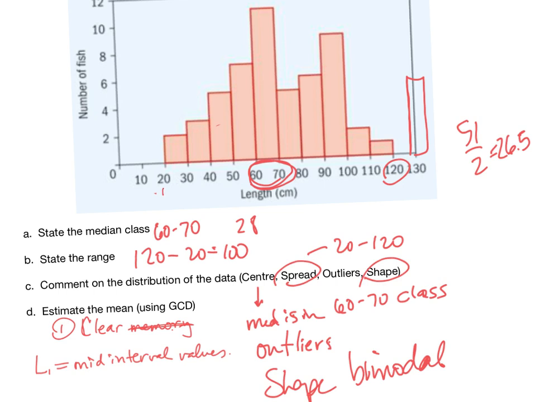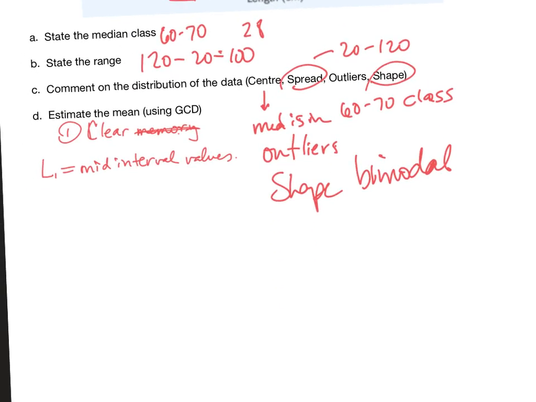Okay, so if I'm looking from 20 to 30, I don't know if I should enter 20 or if I should enter 30. So right in the middle there is 25. That's what I'm going to put in the list. Okay, so the mid-interval values will go in list 1.